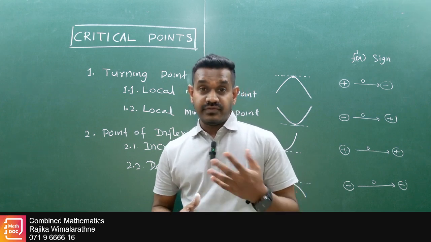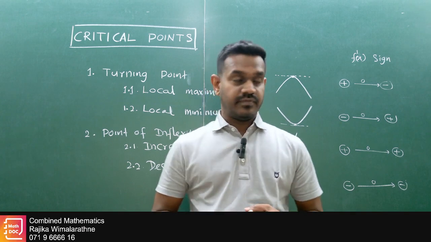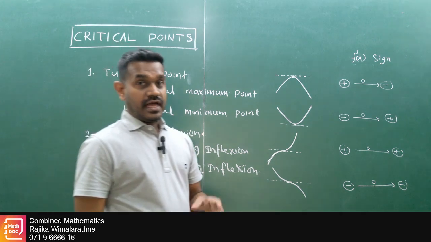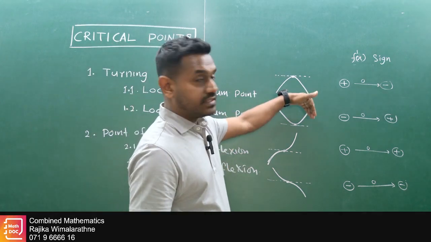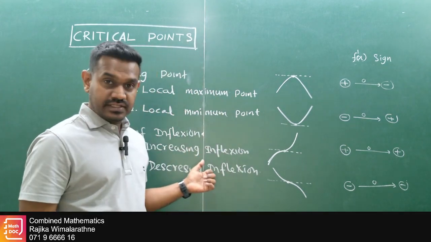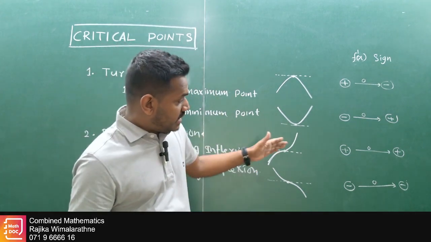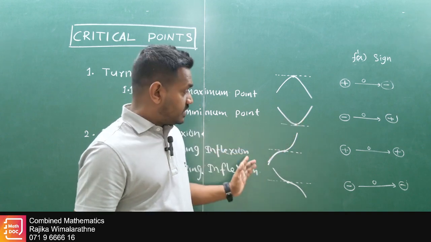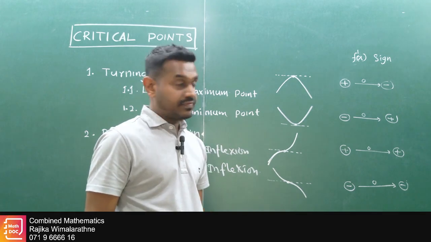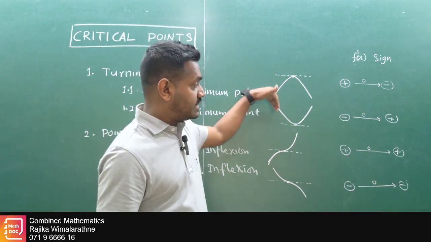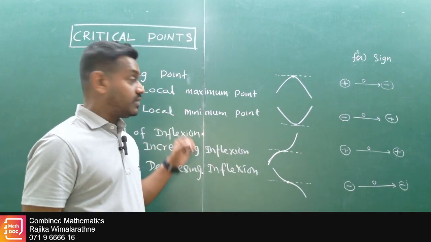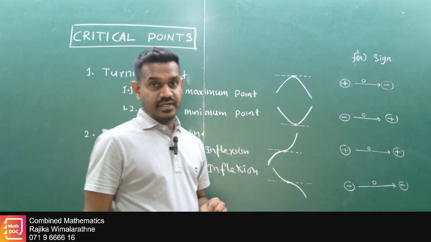Anyhow, let's see what the specialities of critical points are. When you consider turning points, at a certain point the curve is going to turn. Then for points of inflection, here it has inflections. This is what we call an increasing inflection and this is a decreasing inflection. And this is a maximum and this is a minimum. We have only one maximum here, that's why we say local maximum and local minimum.